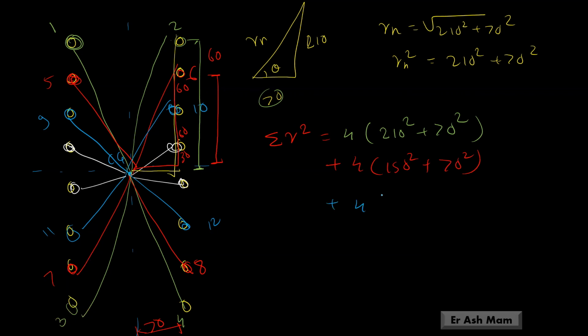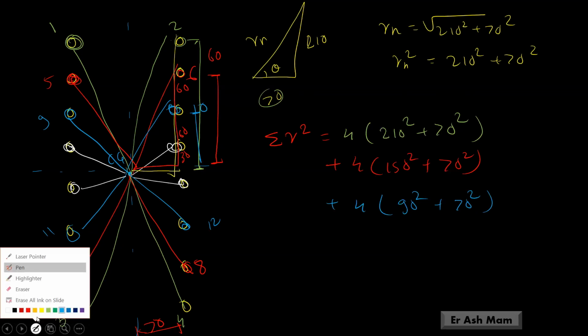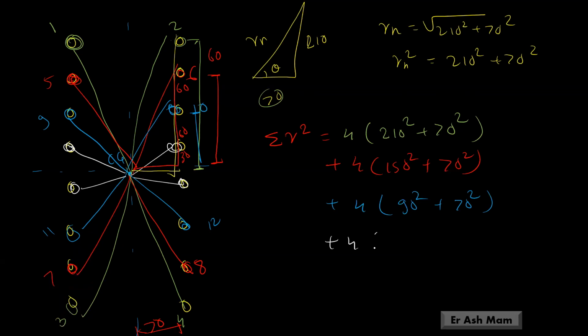Next is sky blue color. Again, there are total 4 sky blue bolts. This vertical distance will be 60 plus 30, 90 square, plus this horizontal 70 square. Next, white color, plus 4 distance. You can consider this small triangle, 30 and 70, so 30 square plus 70 square. Summation of r square, after solving this, you will get 380.8 into 10 raised to 3.